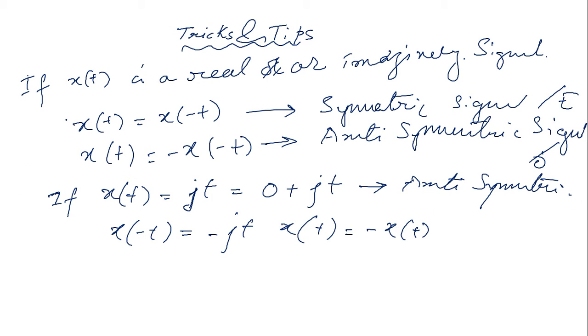I can take the abbreviation of even as e and of odd as o, so I can directly write down: if cos t is present in the signal, cos t is even; if sin t is present, sin t is odd.